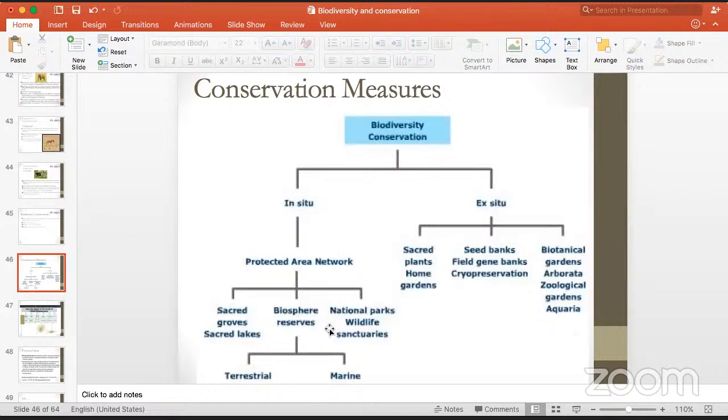Is that clear? So there are examples of UNESCO biosphere reserves in India also, even if they don't span across. So your Nilgiris or your Sundarbans, they are biosphere reserves. Biosphere reserves are recognized internationally. National parks are formed and maintained by the center. And wildlife sanctuaries are formed, declared and maintained by the state government. Is that clear? So have you understood the difference between these three? Is it clear? Okay.